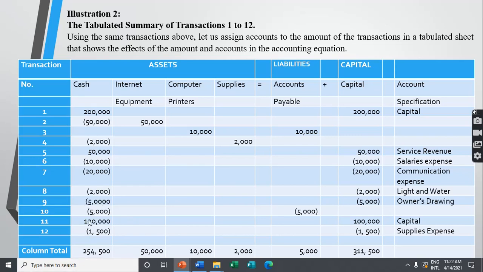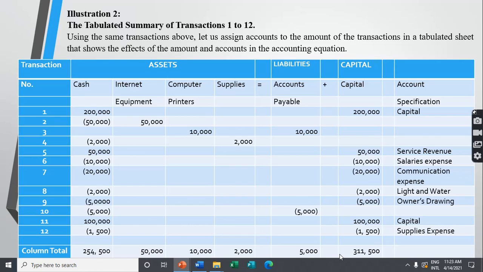1,500 na supplies. Okay? Yung binili mong supplies. So, nabawasan ng 1,500 dun sa inventory mo under supplies. And also, mababawasan din yung capital mo. So, that is considered your supplies expense. Okay? So, dapat ngayon, yung asset is equal to liabilities plus capital. Yung total na assets, parehas dun sa total ni liabilities plus capital.